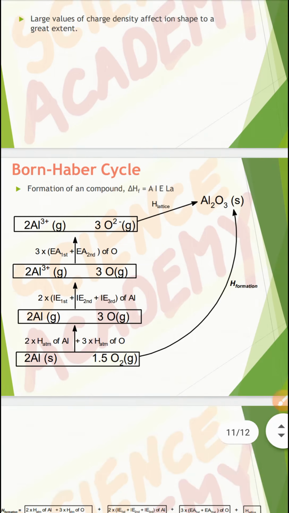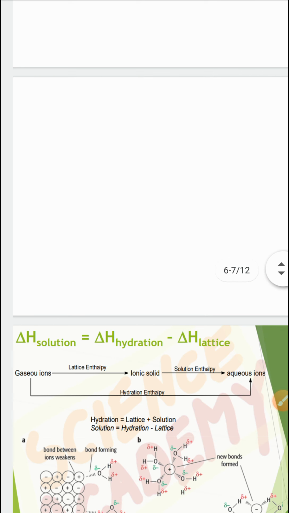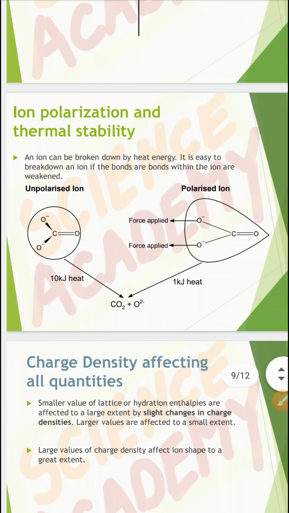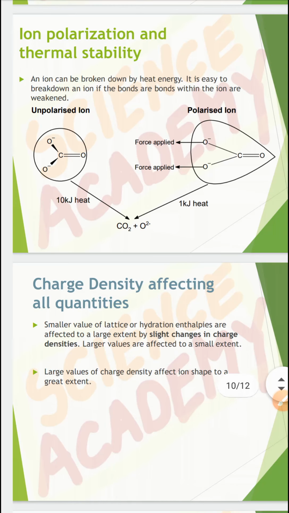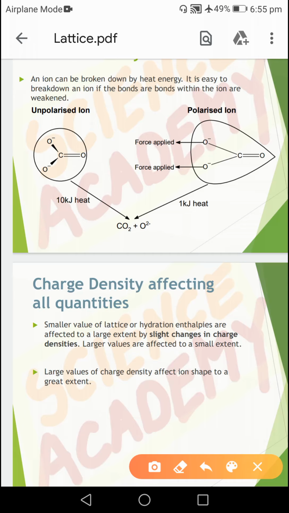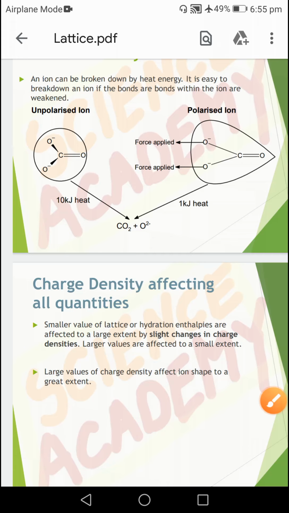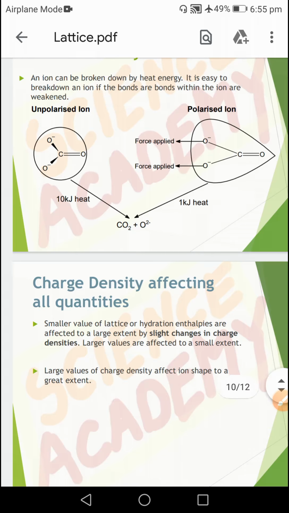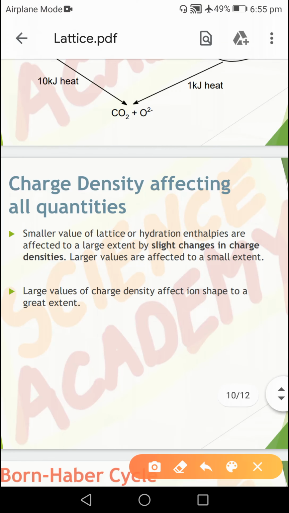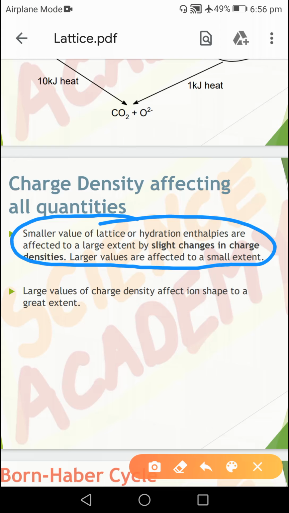Now a very important thing: how does charge density affect all these things like solution, hydration, and ion polarization? Remember that charge density is equal to charge divided by the area or size of the ion. The more the charge density, the higher the attraction between the charges. So this is very important. Smaller values of lattice or hydration enthalpies are affected to a large extent by slight changes in charge densities.